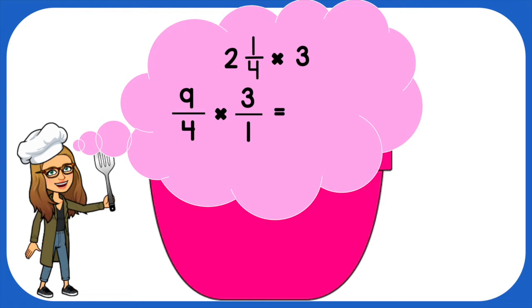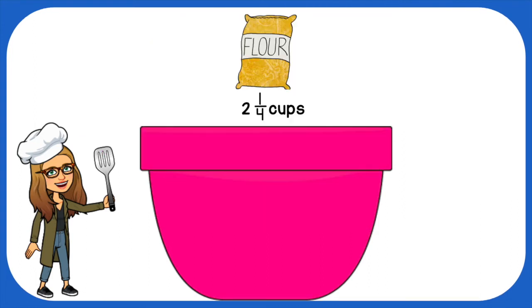When multiplying fractions, multiply your numerators, then multiply your denominators. 9 times 3 is 27, and 4 times 1 is 4. But we can convert this fraction by dividing 27 by 4. I know that 4 times 6 is 24, so 4 goes into 27 6 times with 3 left over. This is written as 6 3/4. To make 72 cookies, I will need 6 3/4 cups of flour.